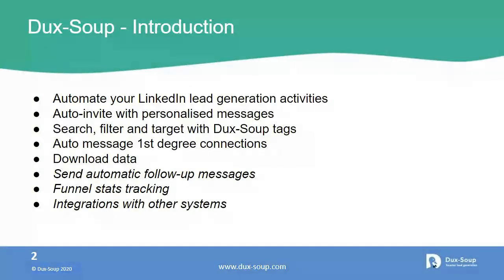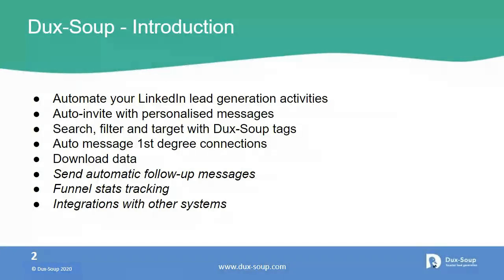The lower 3, the ones in italics: sending automatic follow-up messages, funnel stats tracking, and integrations with other systems, are part of the Turbo product. The Turbo product is required in order for the integrations with other systems to work. And when I say other systems, I mean such systems as Pipedrive, and also Integromat, Zapier, etc.